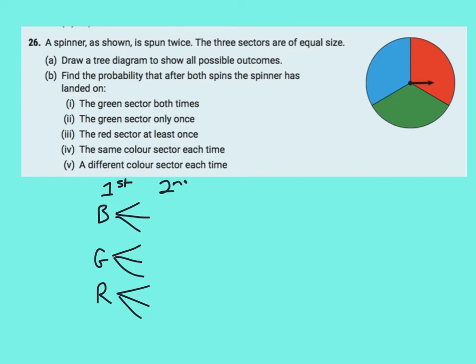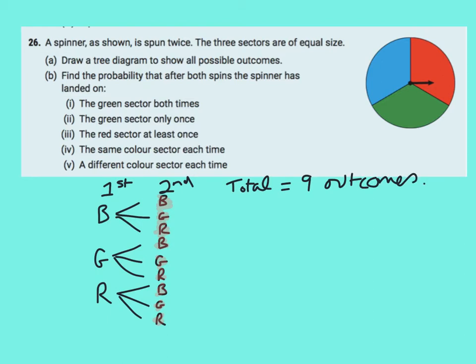And this is my second spin. So what I'm going to have then is blue, green, red, blue, green, red, and blue, green, red, and that's my tree diagram. And what I can see when I look at this is I have 1, 2, 3, 4, 5, 6, 7, 8, 9 possible outcomes. So total is 9 outcomes. Again, any questions there, let me know.